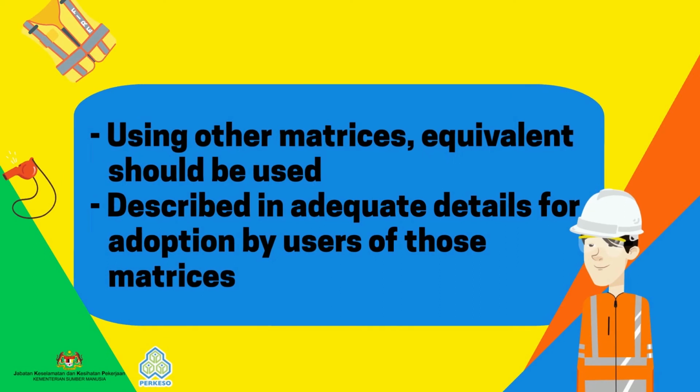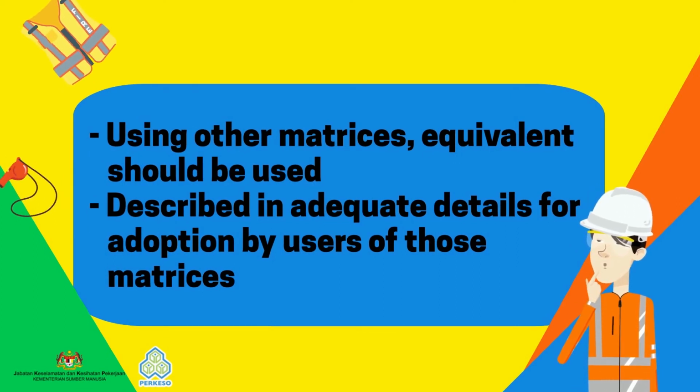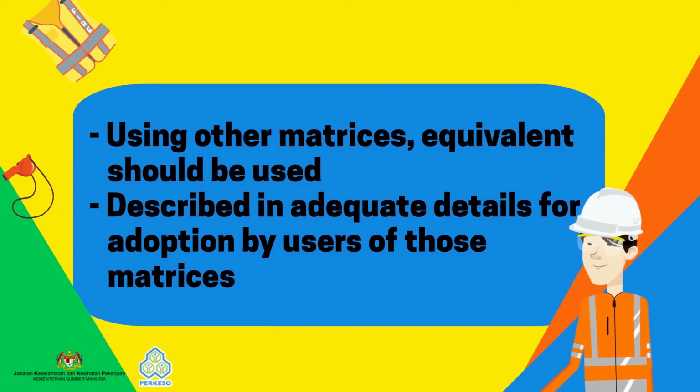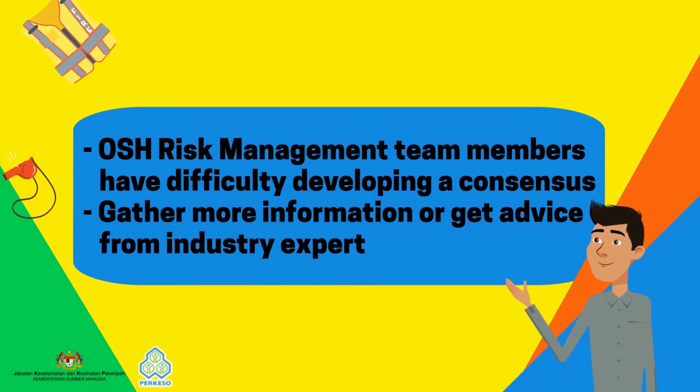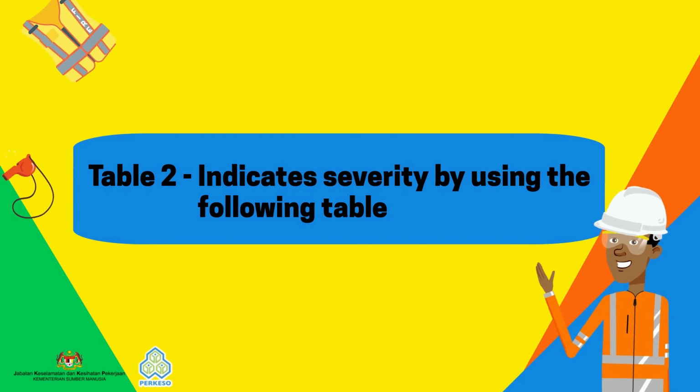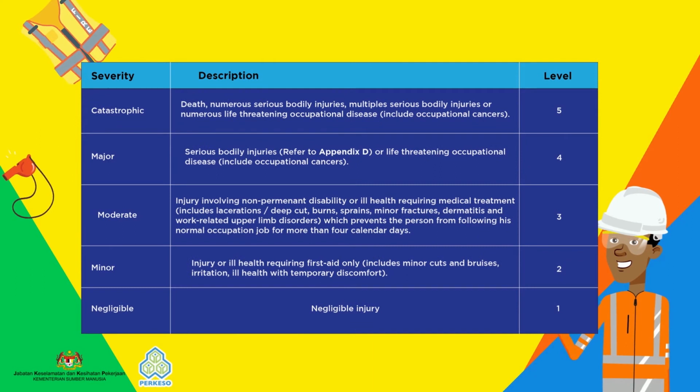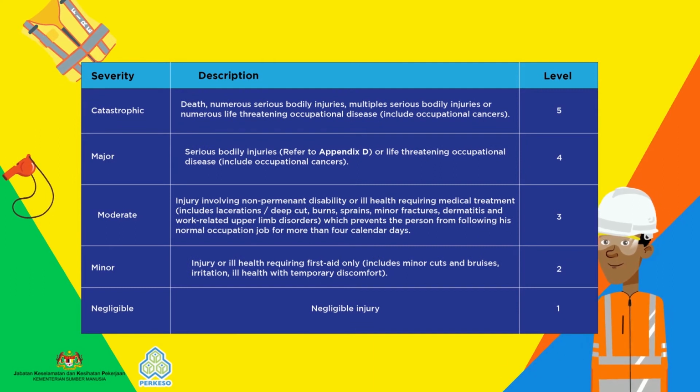When using other matrices, equivalent guidance for severity should be used and described in adequate detail for adoption by users of those matrices. In an event where OSH risk management team members have difficulty developing a consensus on the severity rating, the team is to gather more information and get advice from an industry expert. Table 2 indicates severity by using the following table. It consists of severity, description, and level.